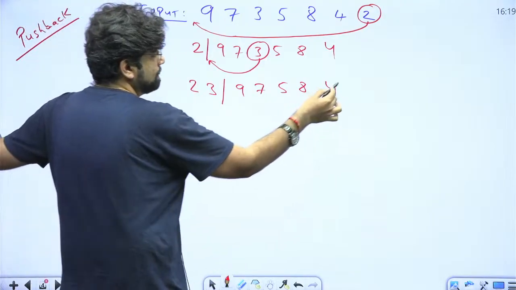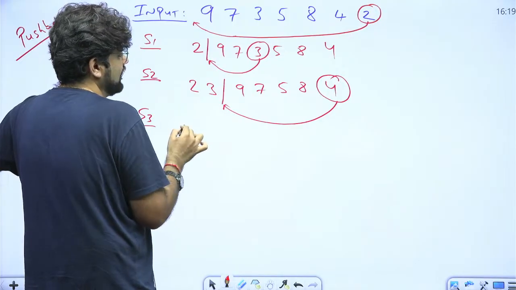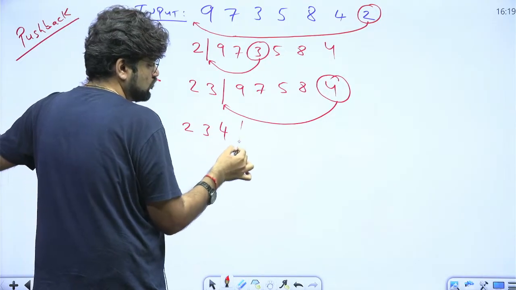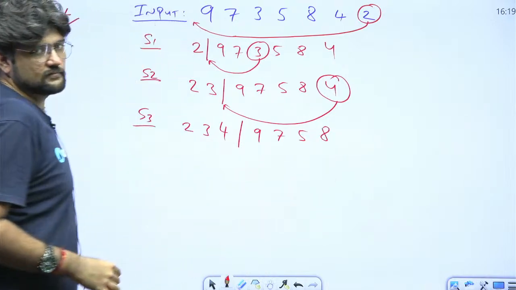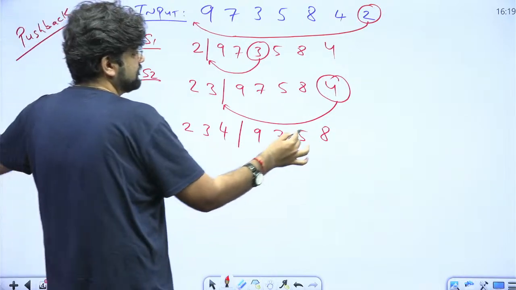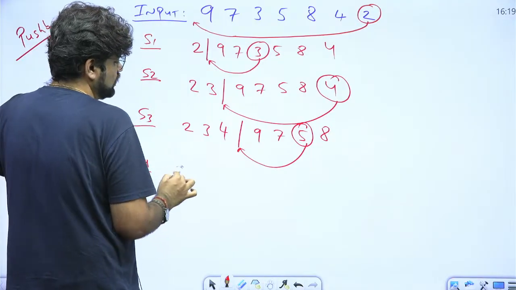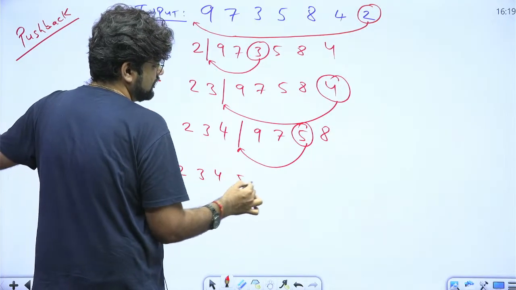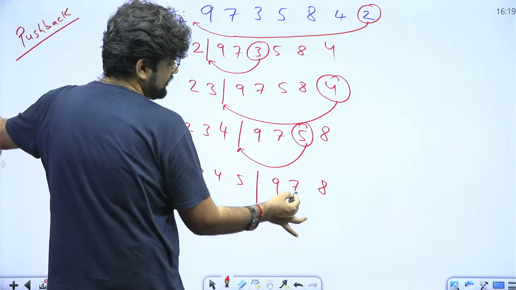Next is 4. This 4 will come here. So step 3, I will have 2, 3, 4, pushback, 9, 7, 5, 8. Next I will have 5 which will come here. So step 4 will be 2, 3, 4, 5, pushback, 9, 7, 8. Next I will have 7 which will come here.